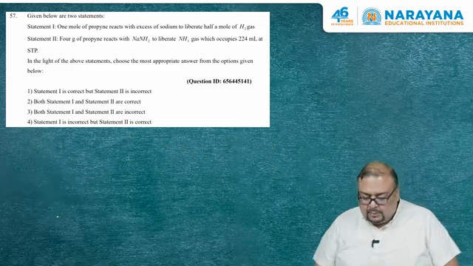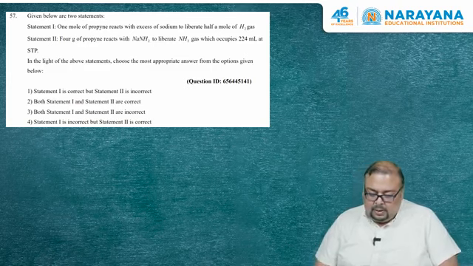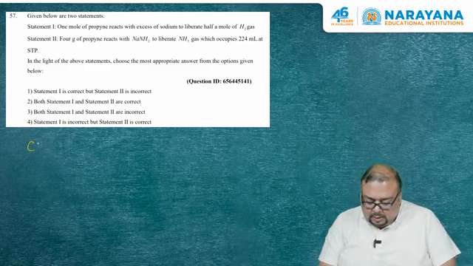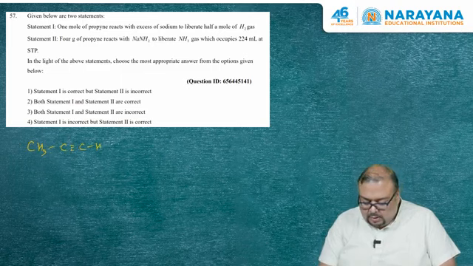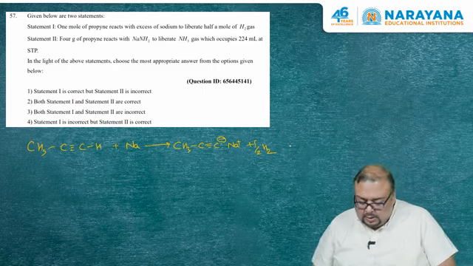Question number 57. 1 mole of propyne reacts with excess of sodium to liberate half a mole of hydrogen gas. Now the equation is CH3 C triple bond CH plus Na. The reaction will give CH3 C triple bond C minus Na plus half a mole of H2 gas. So this is a correct statement.